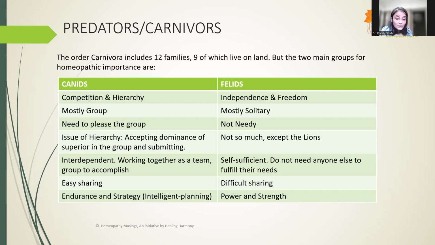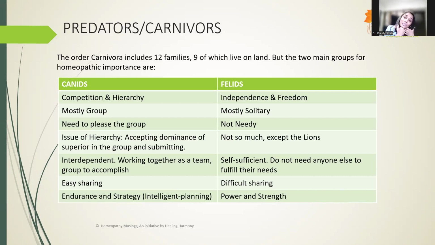And in canids, that is the dog family, the idea is very needy. They want to please the group. They are people pleasers. Felids are not. They don't need to please anybody. Others will have to please them. They will be very hard to convince and please. Okay. So in the dogs, the idea is accepting the dominance of the superior and submitting themselves. The felids are not going to be submitting themselves.